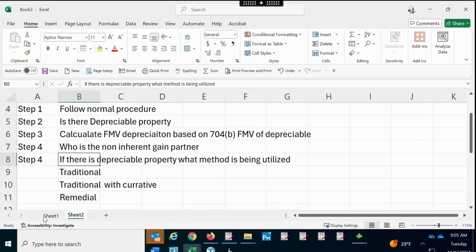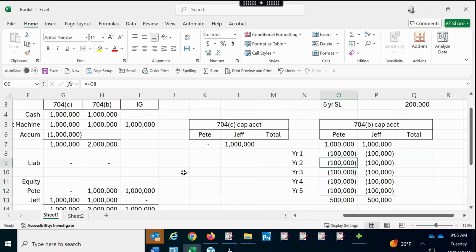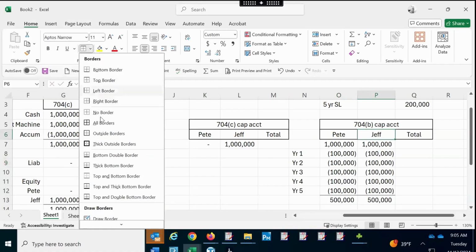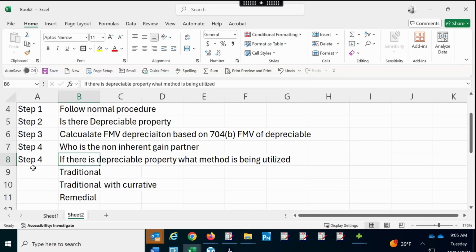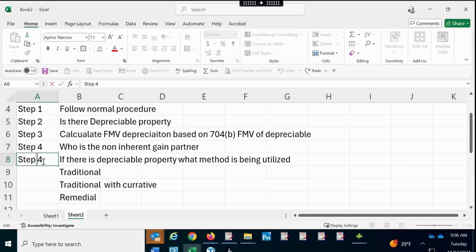Okay? So who's the non-inherent gain partner, Kelsey? Jeff. Okay? So now maybe I finally get to step 5. Traditional method, what methodology has been agreed upon by all the partners? Traditional with curative, or remedial.